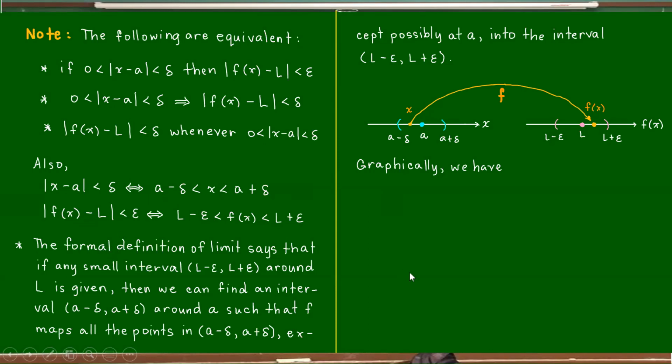Now, the formal definition of limit says that if any small interval, L minus epsilon, comma, L plus epsilon, around L is given, then we can find an interval a minus delta, comma, a plus delta around a such that f maps all the points in the open interval a minus delta, a plus delta, except possibly at a, into the interval L minus epsilon, L plus epsilon. So let's illustrate that.